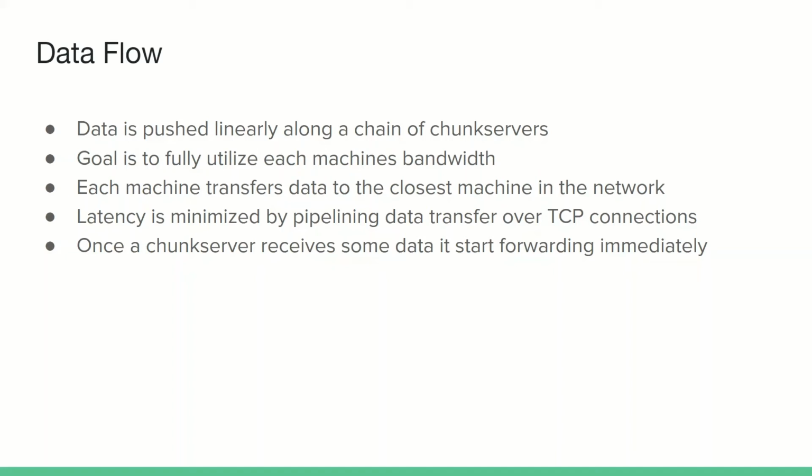So once a chunk server has received some data, it immediately starts forwarding it. It does not wait to complete that transfer and then again start receiving some other data. So overall, we can say that the chunk servers are connected in a chain, and there's no tree or star topology that is being followed here.